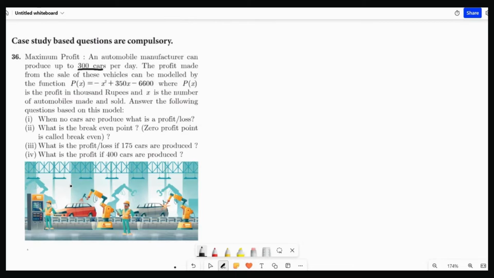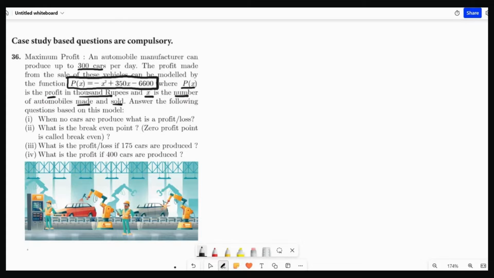Profit made from the sale of these vehicles is modeled into a function, and that profit is in the form of an equation, that is P(x) = -x² + 350x - 6600. Here P(x) represents the profit made in 1000 rupees, and x in the polynomial represents the number of automobiles which are made or sold. With this information we have to answer 4 questions.